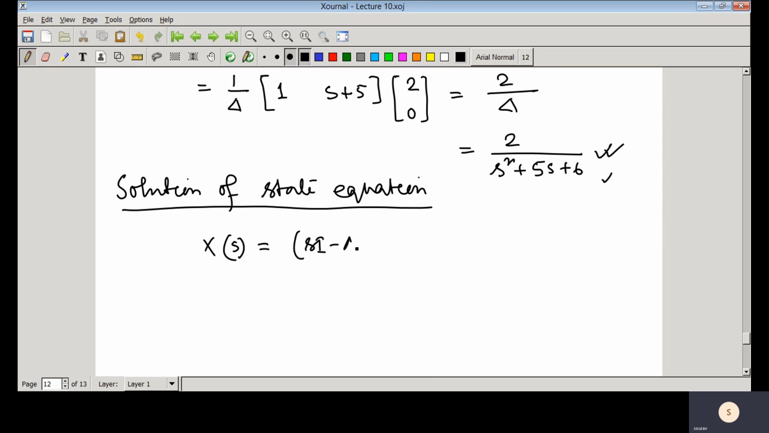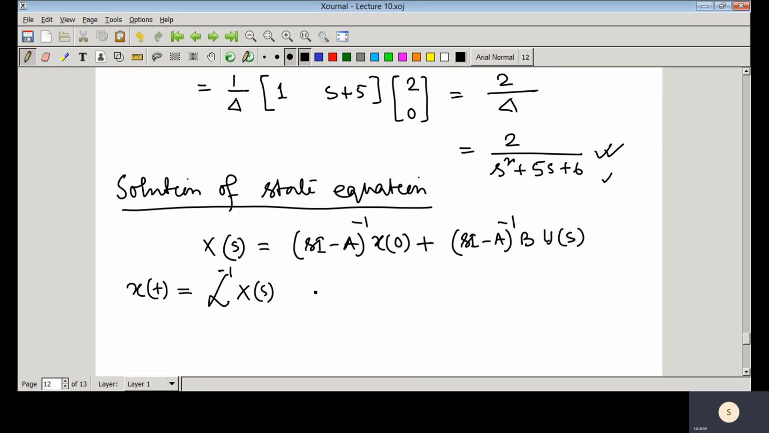plus (sI minus A) inverse B U(s). So now what would be your x(t)? x(t) is obtained just by taking the inverse Laplace transform of this expression for the state equation, so here you will get the inverse Laplace of (sI minus A) inverse B U(s).